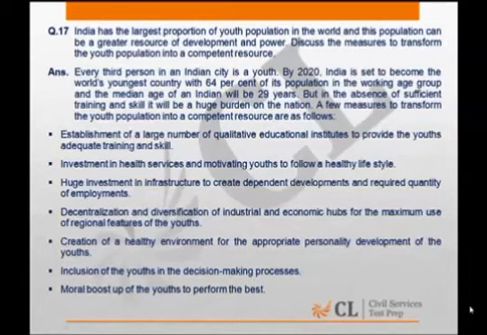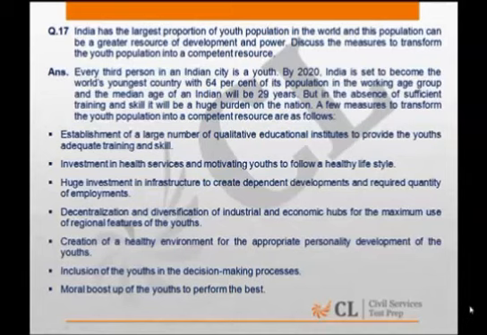Question 17. India has the largest portion of youth population in the world, and this population can be a greater resource of development and power. Discuss the measures to transform the youth population into a competent resource. This question is talking about the demographic dividend which India has. How the great potential of youth power can be turned into a productive mass or productive population.